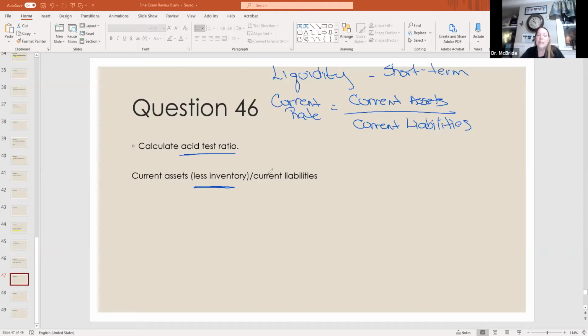The reason that's a valuable formula is because inventory relies on a customer to sell it to in order to pay your bills. You can convert accounts receivable to cash by factoring them. You're going to take a hit, but you can get the money. You can't convert inventory to cash without selling it.